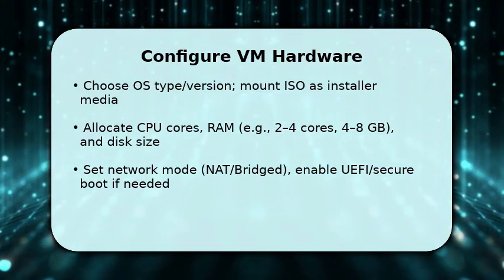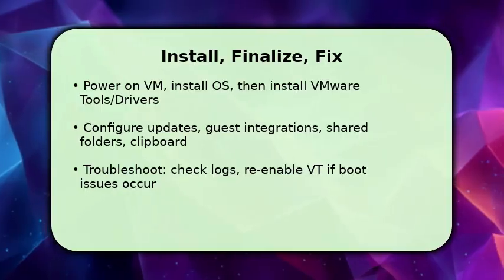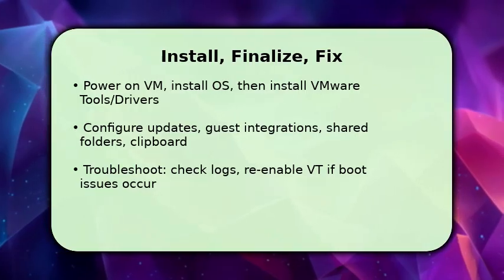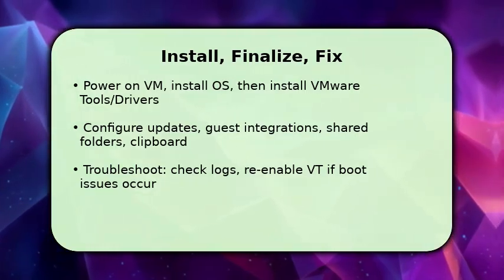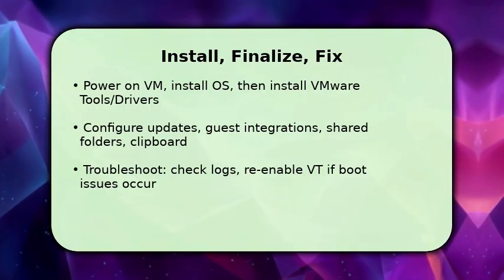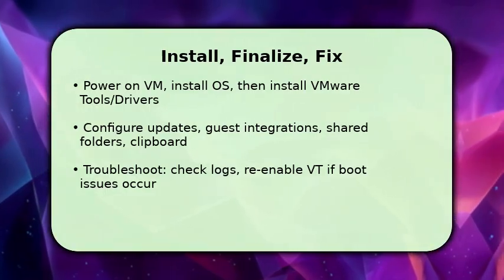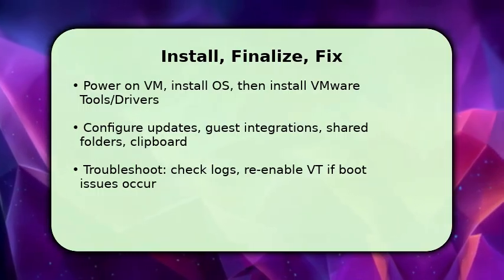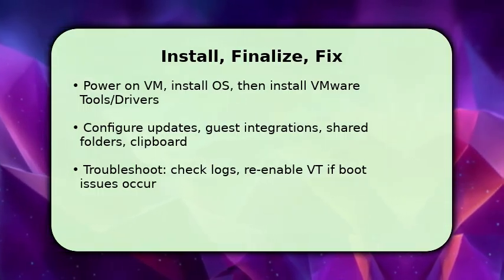You power on the VM and follow the guest OS installer prompts. Once the OS is running, immediately install VMware Tools to improve drivers, display, and clipboard sharing. After tools, configure OS updates, time sync, and shared folders or drag and drop. Finalize by creating a snapshot and exporting settings if needed.